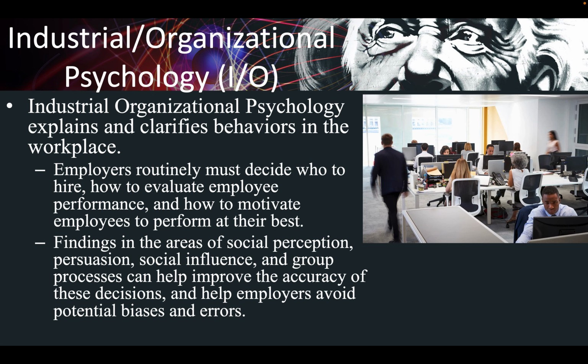Industrial organizational psychology explains and clarifies behaviors in the workplace. Employers routinely must decide who to hire, how to evaluate employee performance, and how to motivate employees to perform at their best. Findings in the areas of social perception, persuasion, social influence, and group processes can help improve the accuracy of these decisions and help employers avoid potential biases and errors.